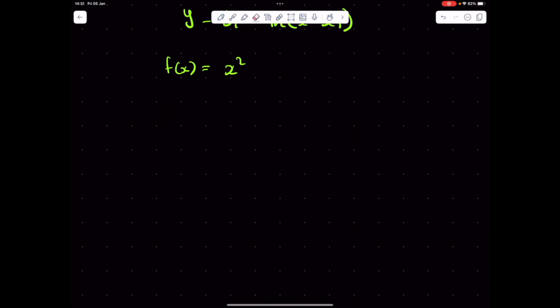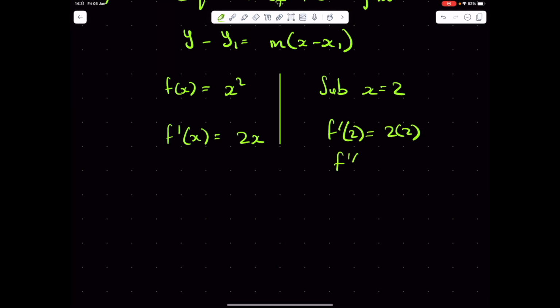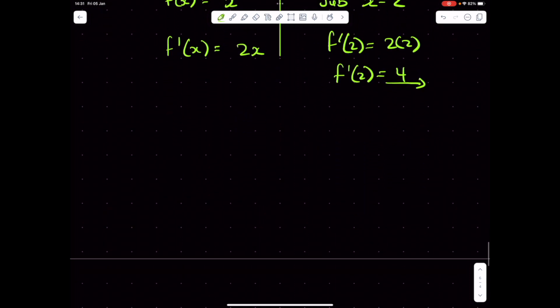We'll derive this. So it's going to be f prime of x, which is just going to give you 2x. And then after deriving, substitute in x is equal to 2. Remember, we want the gradient at that point, so we have to substitute in the x value to get the gradient. So f prime of 2 should give you 2 times 2, which gives you 4. Cool. So we know what the gradient is now. The gradient is 4.